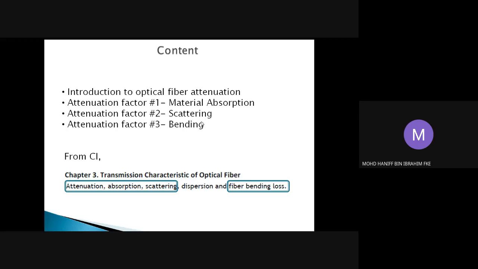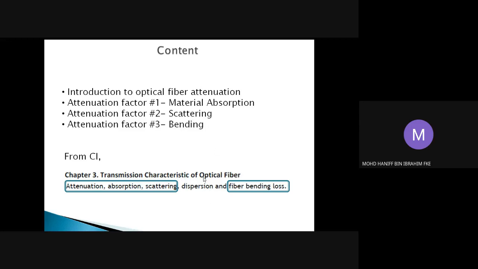We'll be discussing the factors of attenuation. I put here that there should be three main factors. Number one is the absorption of material. Number two is the scattering, and number three is the bending loss.